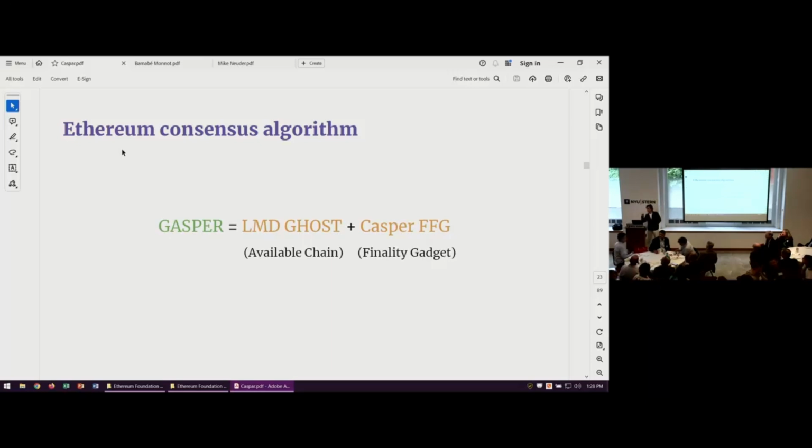So the way it works is that the available chain, the tip of the chain, doesn't have the same guarantees as a block that is eventually finalized. And so you're basically going to have to wait until you get to that economic finality if you rely on that sort of guarantee.